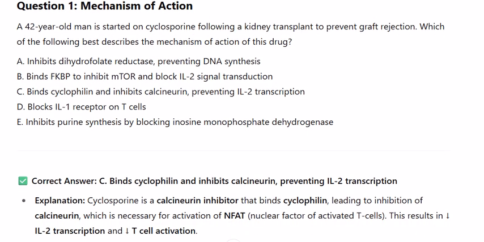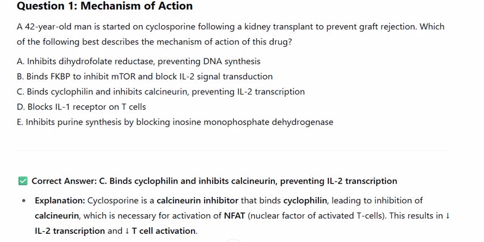A. Inhibits dihydrofolate reductase, preventing DNA synthesis. B. Binds FKBP to inhibit mTOR and block IL-2 signal transduction. C. Binds cyclophilin and inhibits calcineurin, preventing IL-2 transcription. D. Blocks IL-1 receptor on T cells. E. Inhibits purine synthesis by blocking inosine monophosphate dehydrogenase.